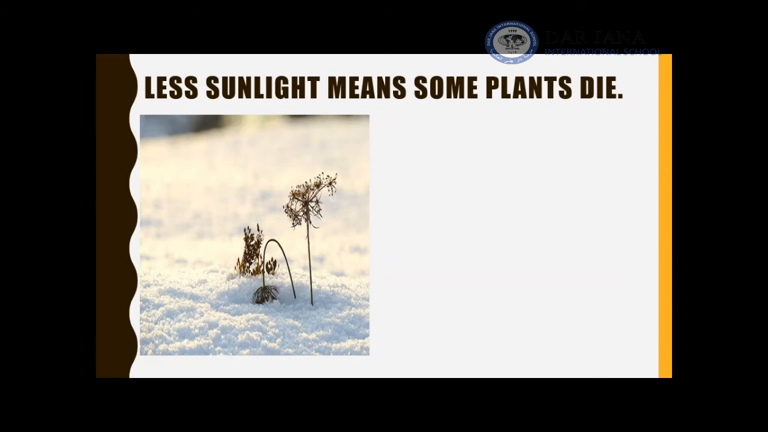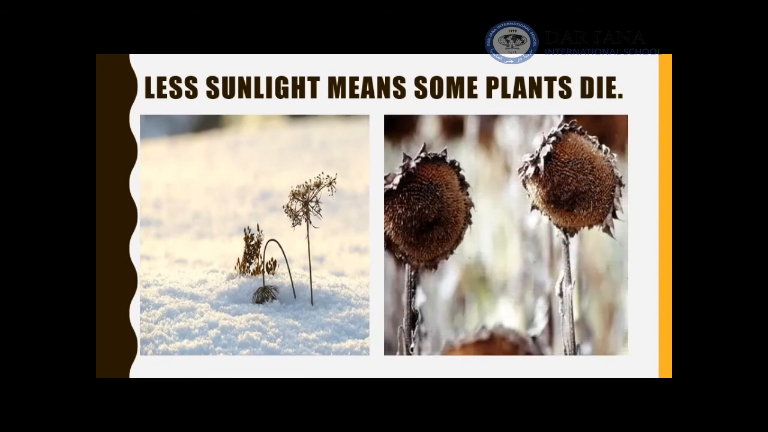Less sunlight means some plants die. Of course, we said before that there are some things that help plants to grow, right? What are they? Plants need water, sunlight, air, yes, to grow. What if there is a little bit of sunlight or sometimes no sunlight at all? It's almost cloudy all the time. Then what will happen to the plants? Of course, they will die.